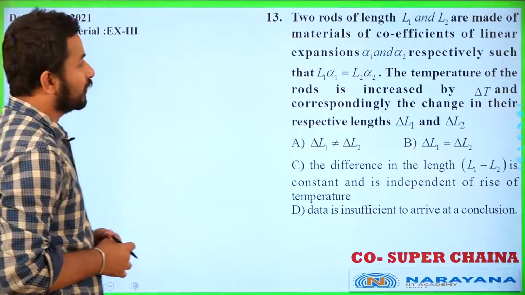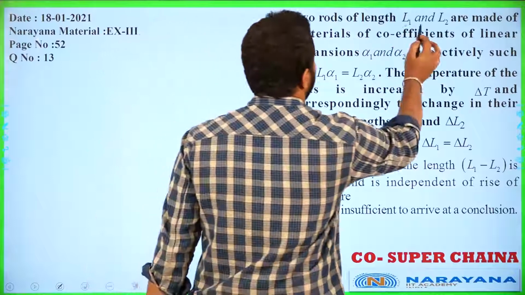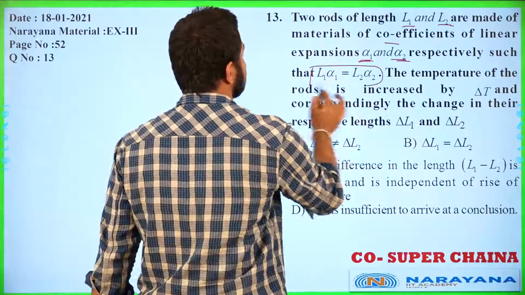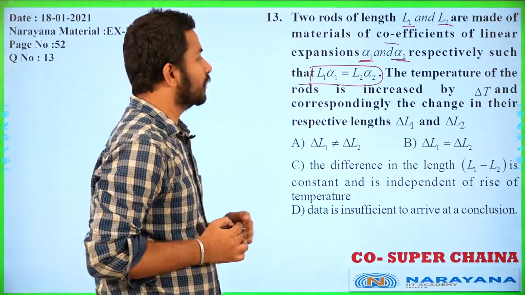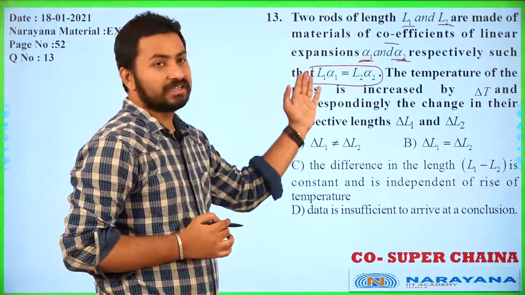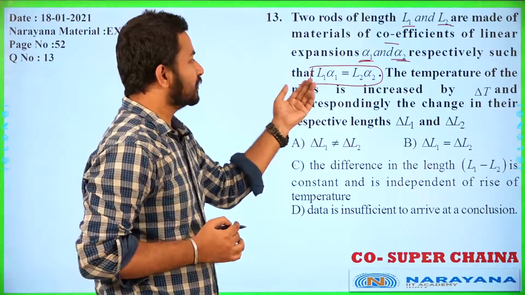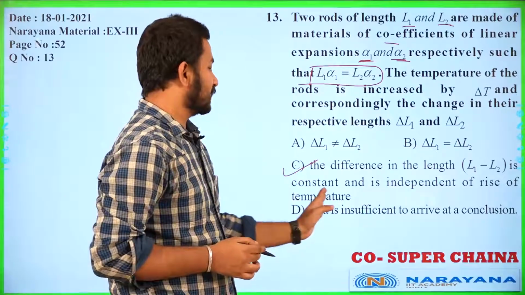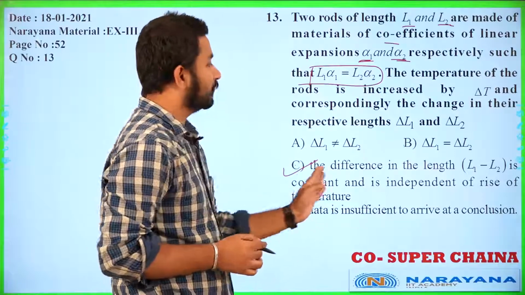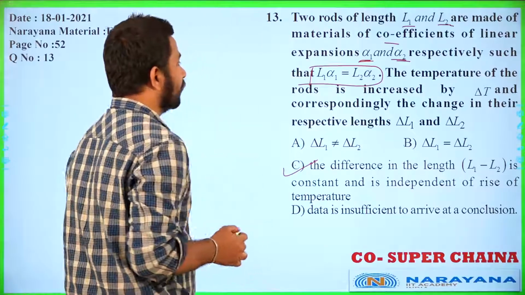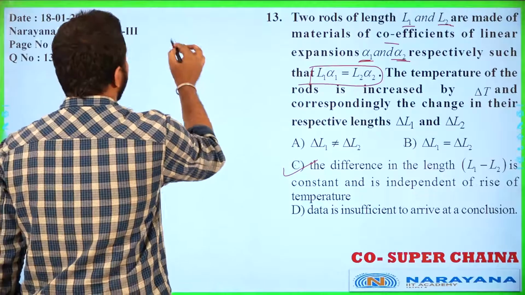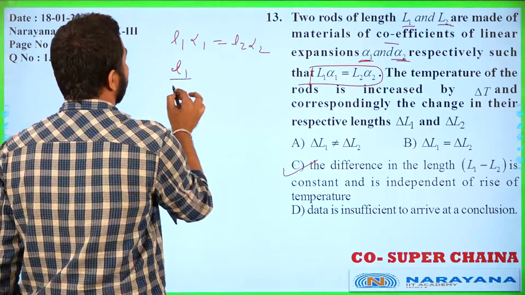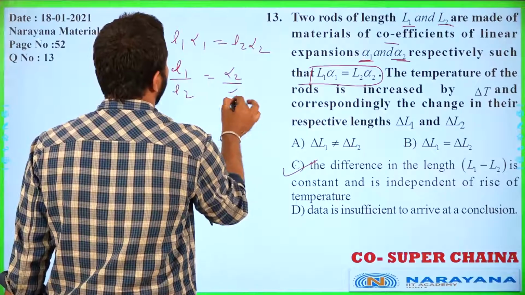So let's proceed to the next one here. Two rods of length L1 and L2 are made of coefficients of expansion alpha 1 and alpha 2, and in the question it is given that L1 alpha 1 is equal to L2 alpha 2. This is the relation which says that the difference in the length is constant and independent of the rise in temperature. So whatever the rise in temperature, it will be equal. So from here, if L1 alpha 1 equals L2 alpha 2, I can write L1 by L2 equals alpha 2 by alpha 1.